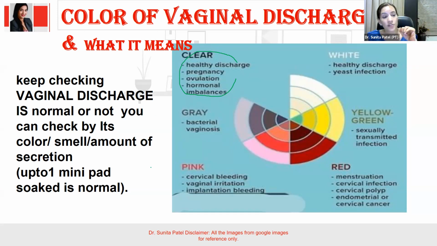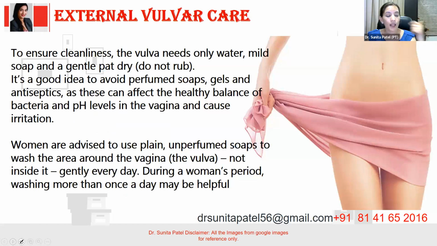Another thing is the amount of secretion. If too much secretion is going on, it means something is wrong. It should be approximately, as we told, 3 to 5 ml of secretion throughout the day. Secretion should be there, but not so much that you keep using a lot of pads in a day and the pad is soaked. It means something is wrong inside the vagina or the cervix, so you need a checkup. So amount, smell, and color are very, very important.